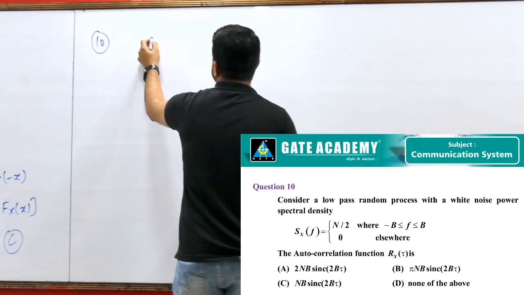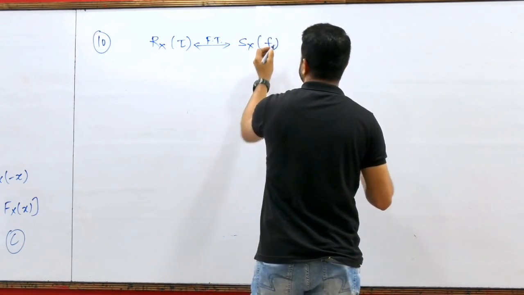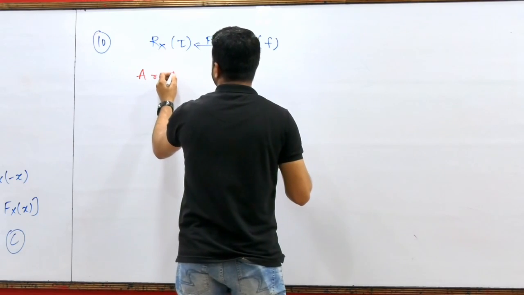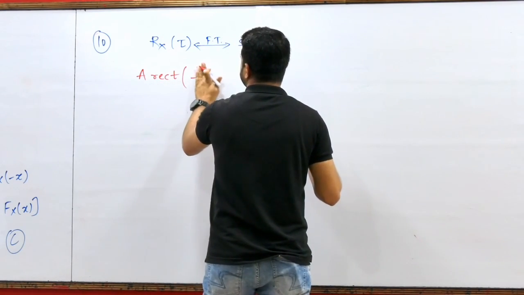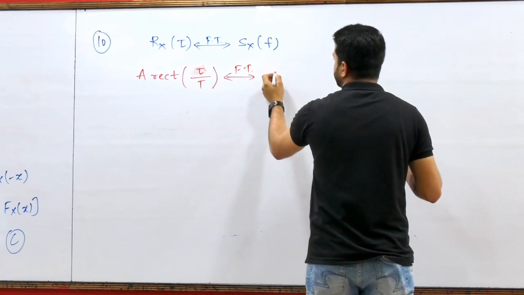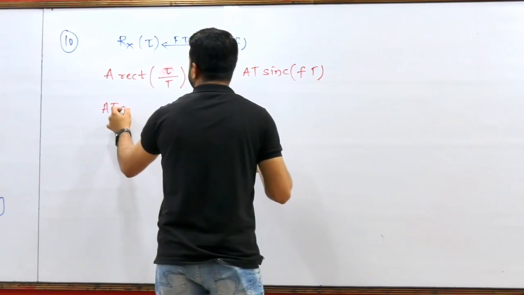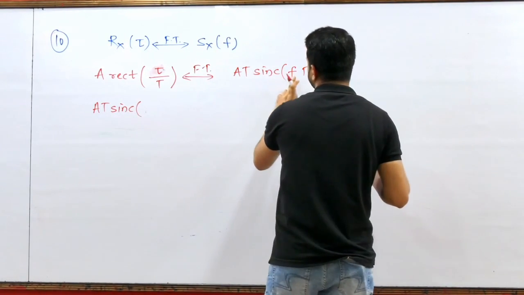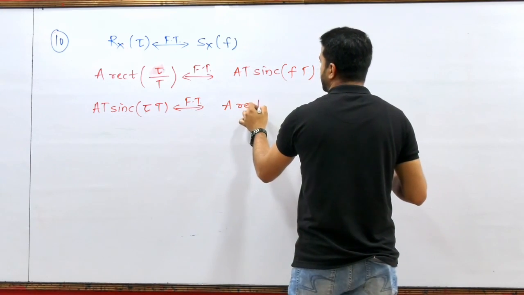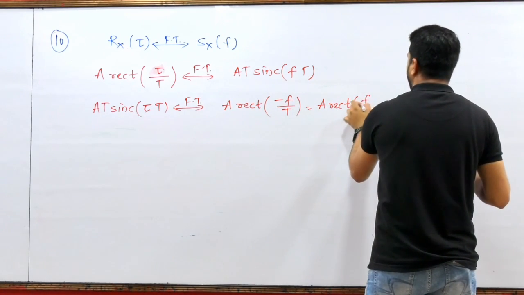Now for question number 10, here is again the property that the Fourier transform of the autocorrelation RX of tau is nothing but the power spectral density. This is the Wiener-Khinchin relationship. Okay, so here we have a signal, suppose a rectangular function of tau upon T. If the signal is given in rectangular form, its Fourier transform is AT sinc of FT. Now if I apply the duality property here, F is replaced by tau T, and the rectangular function is replaced by minus F upon T, and the rectangular function is an even function, so this is rect of F upon T.